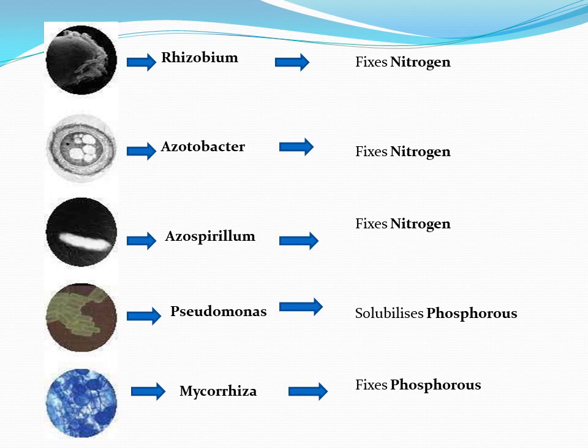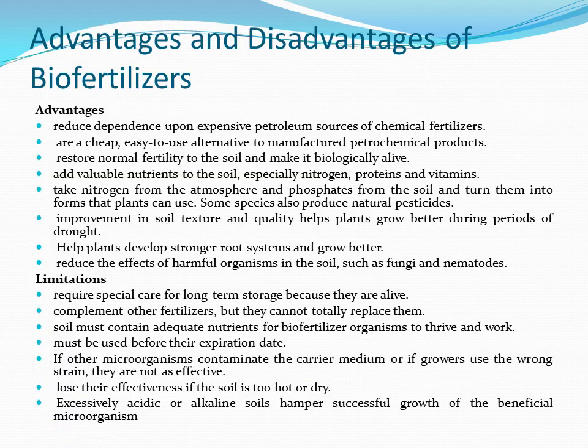Now here are the pictures of various biofertilizers and the actions they do. Like Rhizobium, azotobacter, azospirillum, they help in fixation of atmospheric nitrogen. Whereas Pseudomonas and mycorrhiza, they either solubilize or fix the phosphorus. Now there are certain advantages and disadvantages of these biofertilizers.